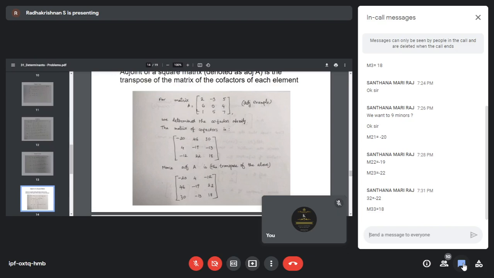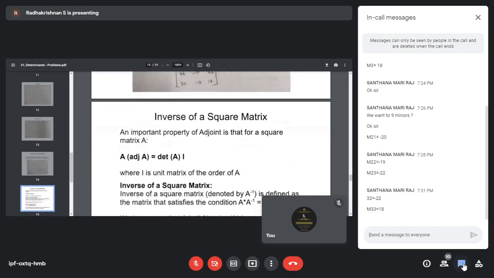Okay, I hope you all understood what is the adjoint, because that is your basis for inverting a matrix. It will come in the next step.